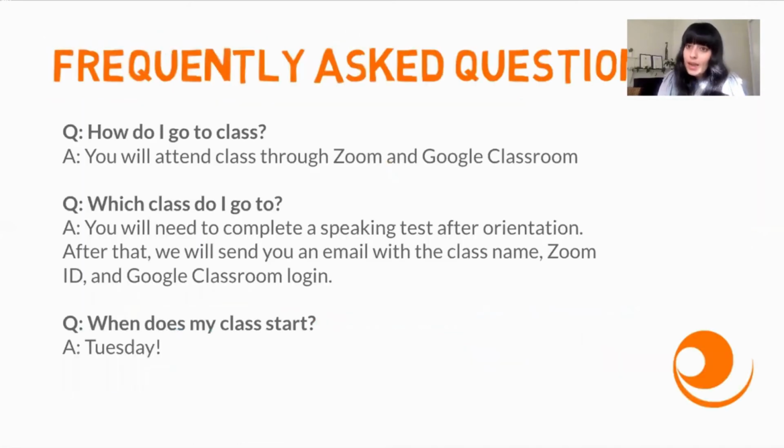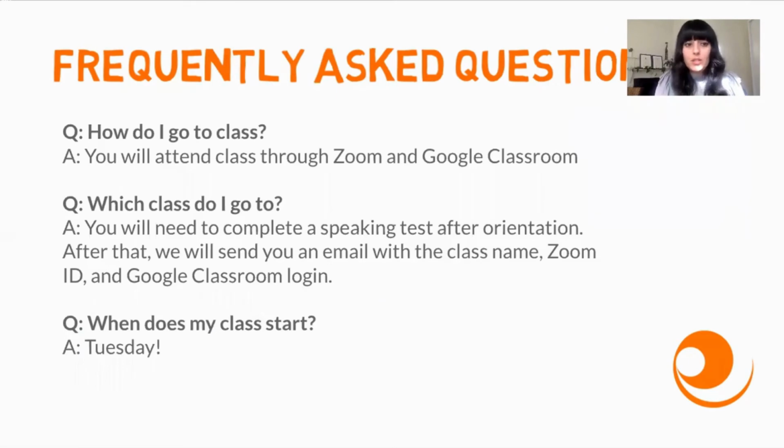So we're nearing the end of the orientation now, and we're going to move on to some frequently asked questions. And the first one and the most important is, how do I go to class? So, as I mentioned, we use Zoom and Google Classroom. Zoom is where you will attend your class, and Google Classroom is where you will get all the materials for your class.